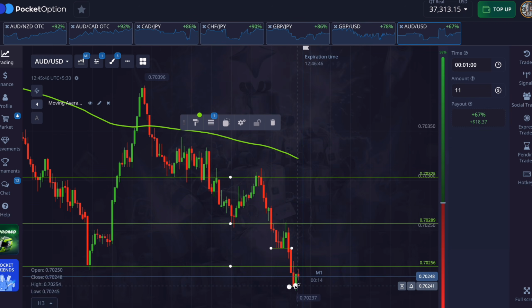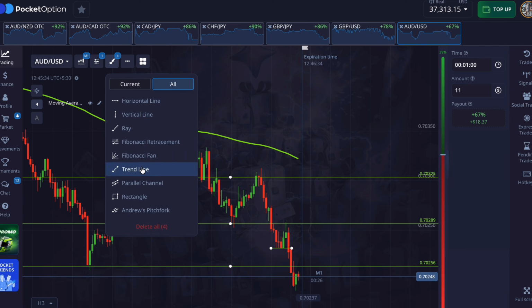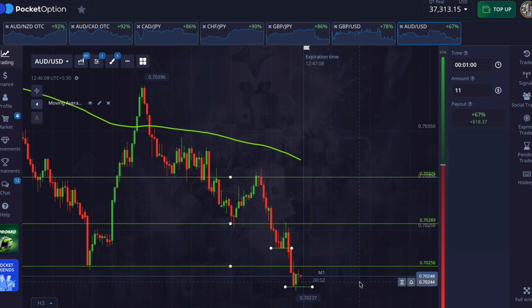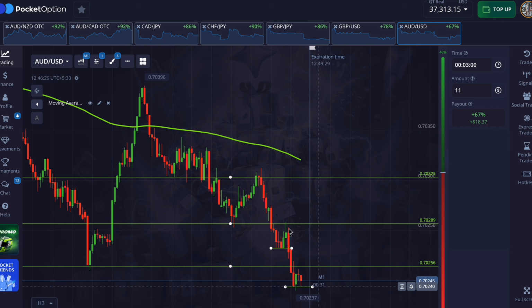So, as you can see here, a market breakdown has occurred. Just as we took an entry earlier, we will do the same here. To do that, we first need to let the candle close below this line. Since the next support level is quite far down, we can opt for a trade with a longer expiry time.